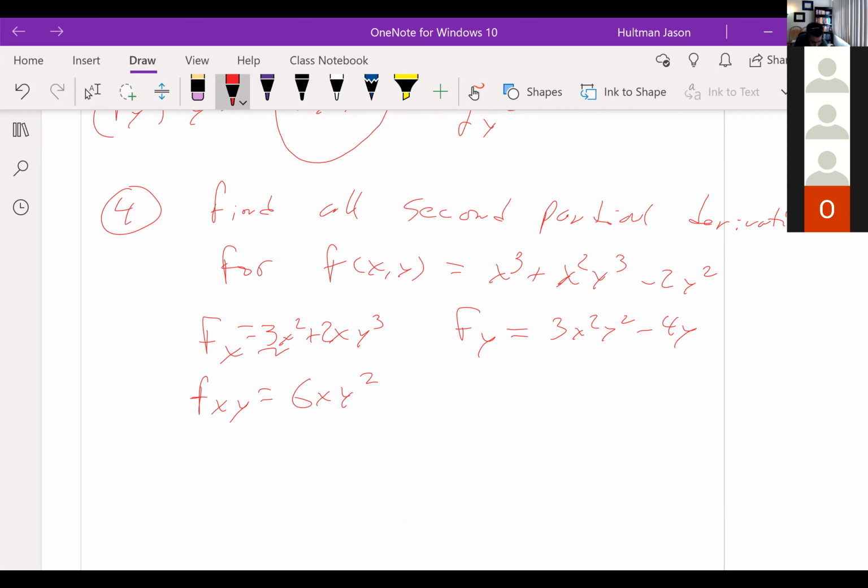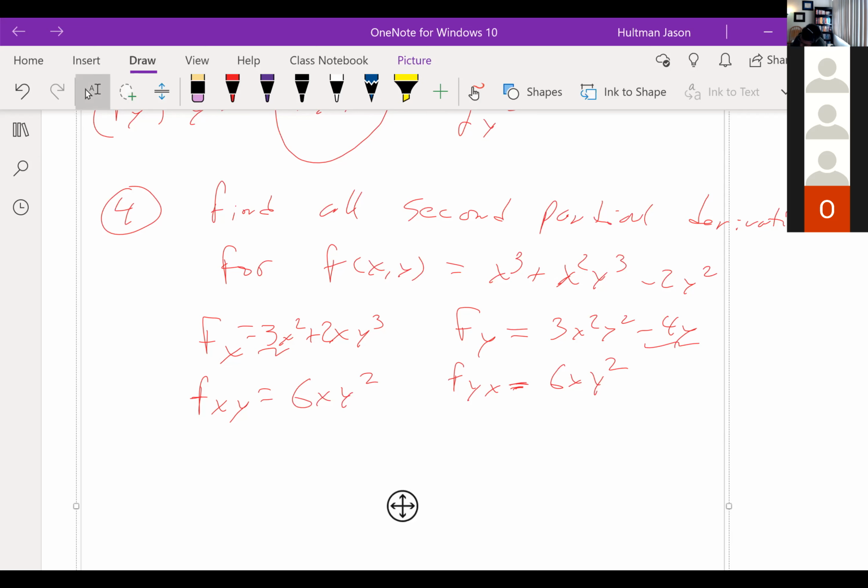Okay, and then what is f sub y sub x? Let's do that one. Take the partial derivative of f sub y with respect to x this time. That's going to be 6xy squared. Oh, that's kind of interesting. 6xy squared minus 0. This thing goes to 0.